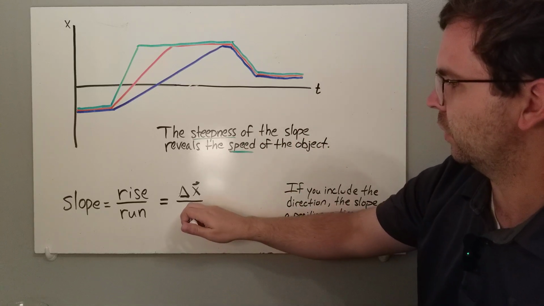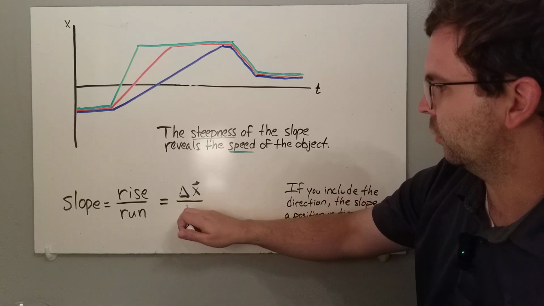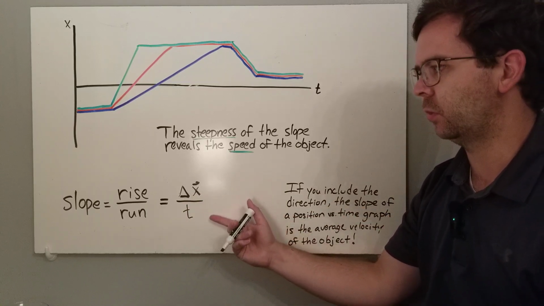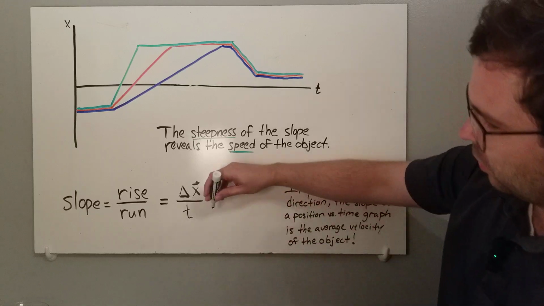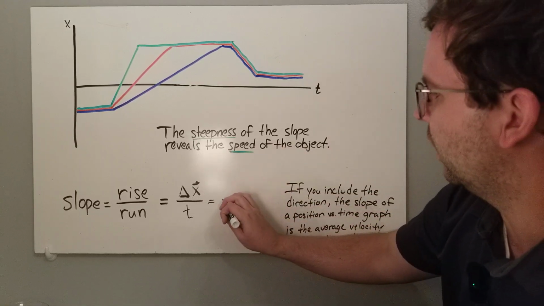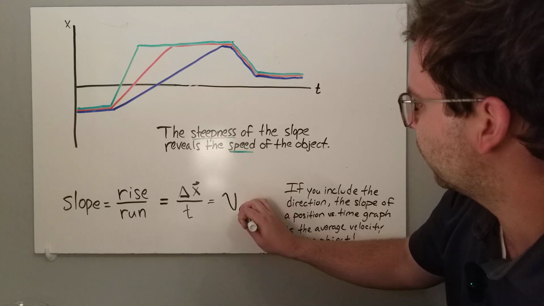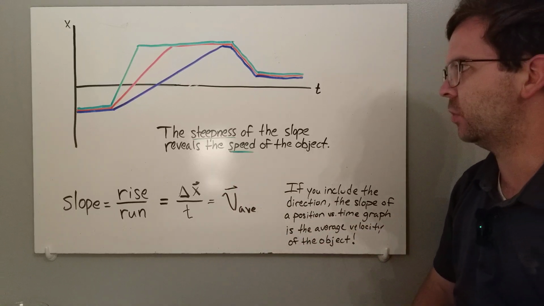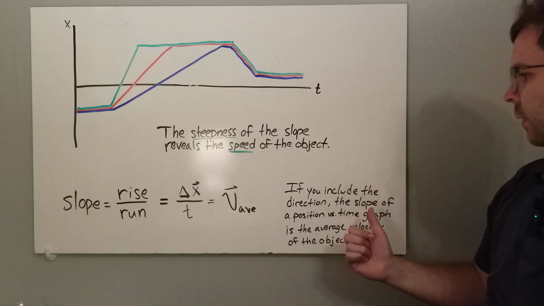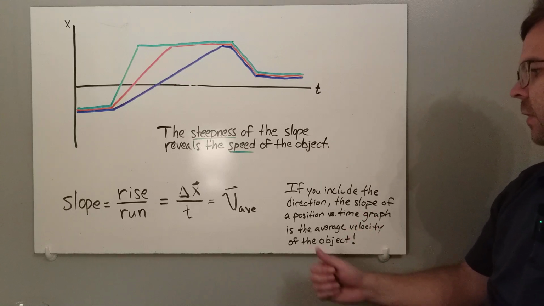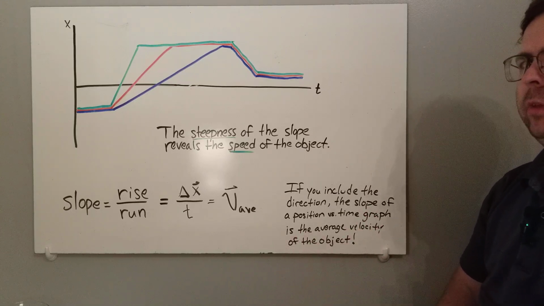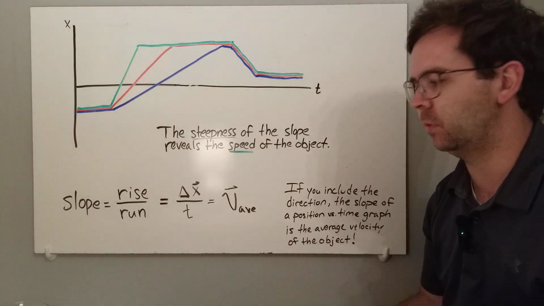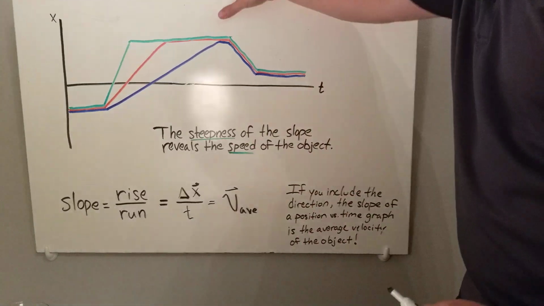So we don't have to write delta. Some people do, but we can just write t. Now that should look familiar. Delta x over t is exactly equal to the average velocity. So if you include the direction in your slope, then the slope of a position versus time graph is the average velocity of the object. If you calculate the slope, you have calculated the velocity. That's why these are so helpful.